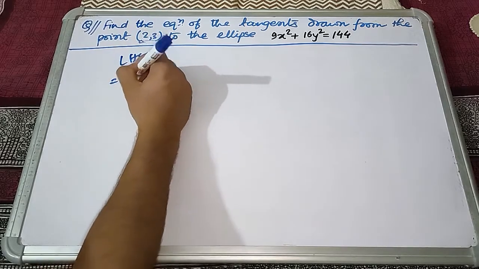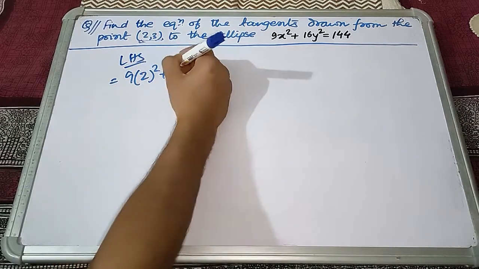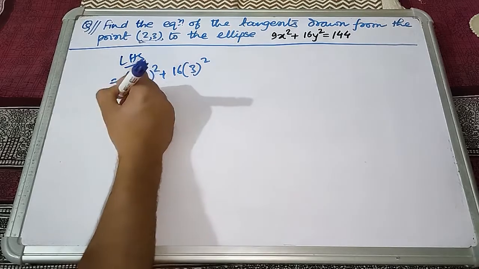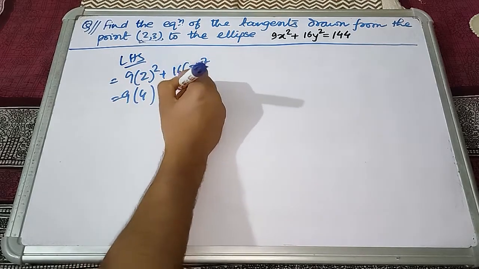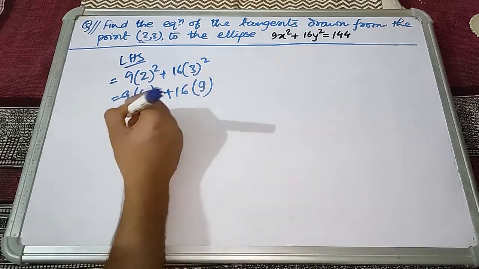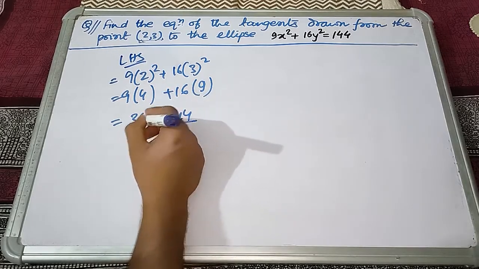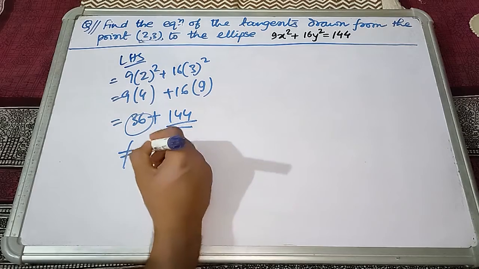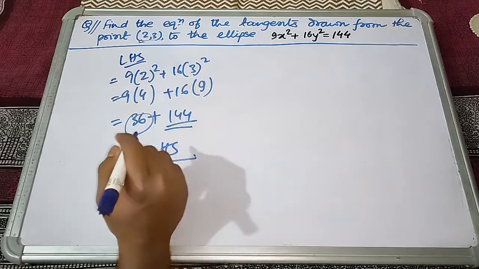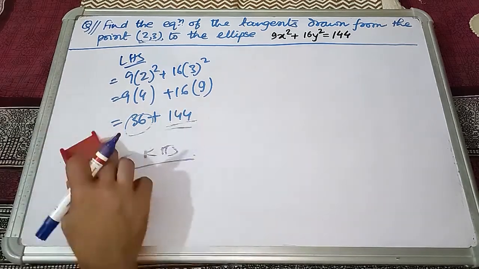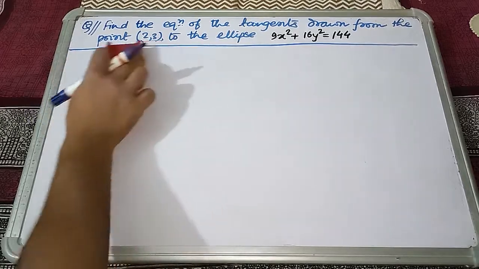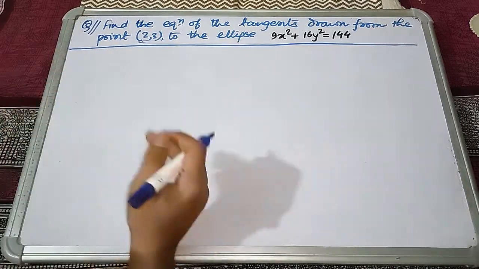This will not lie on the ellipse, just check it. LHS equals 9 into 2 square plus 16 into 3 square. This is 9 into 4 plus 16 into 9. This is 36 plus 144. So this thing is exceeding 144, thus not equal to RHS. So this point doesn't lie on the curve. This point lies somewhere outside.